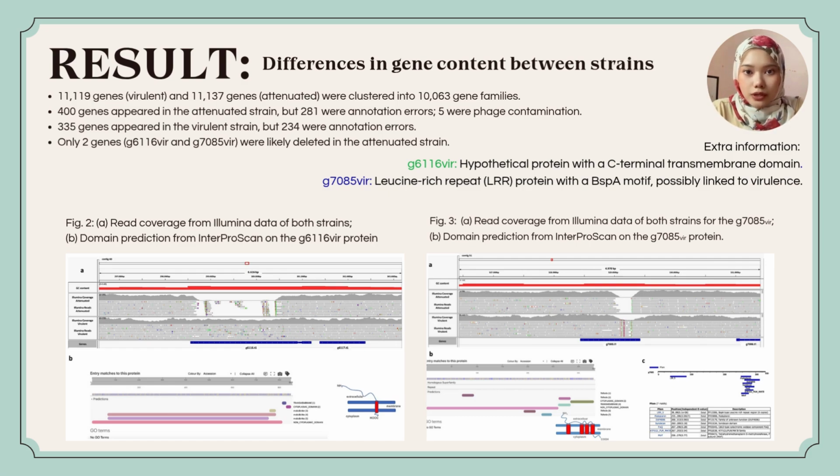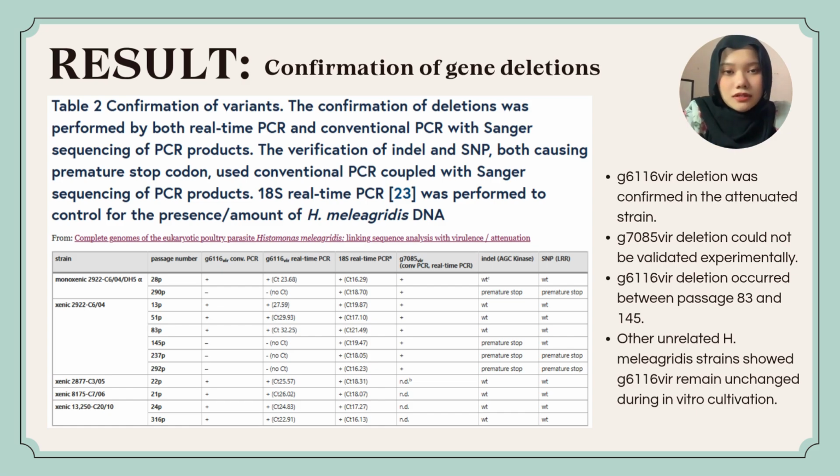The G7085VIR gene contains a BSPA motif located at positions 38 and 88, suggesting a possible role in virulence. The next result is the confirmation of gene deletions.